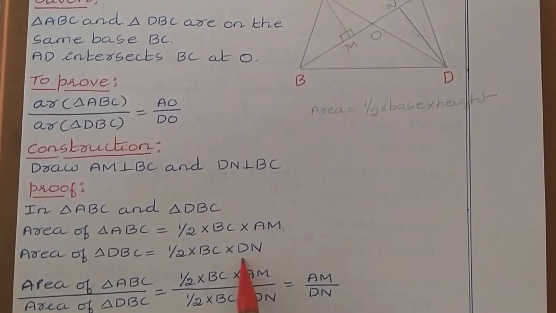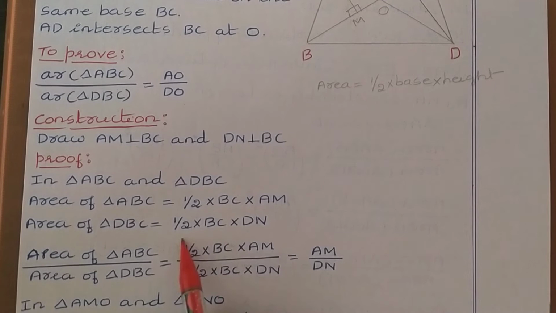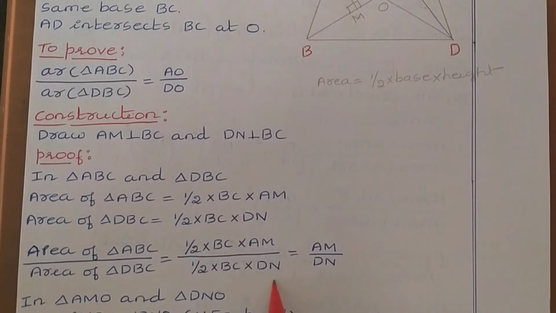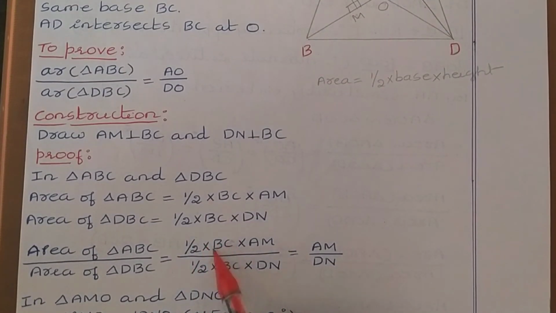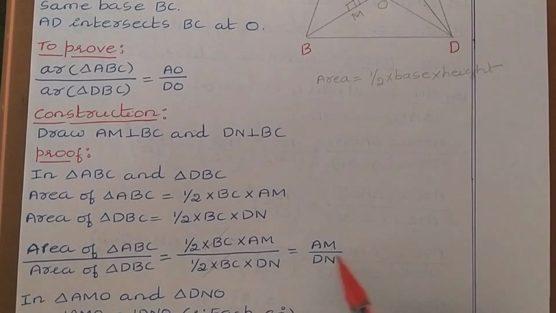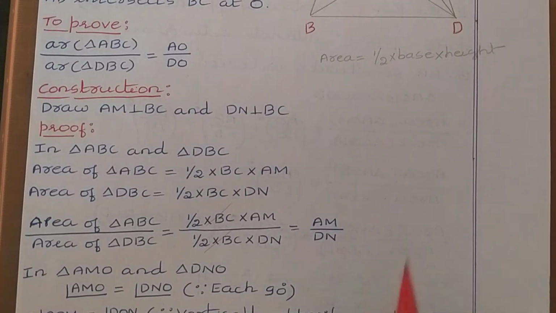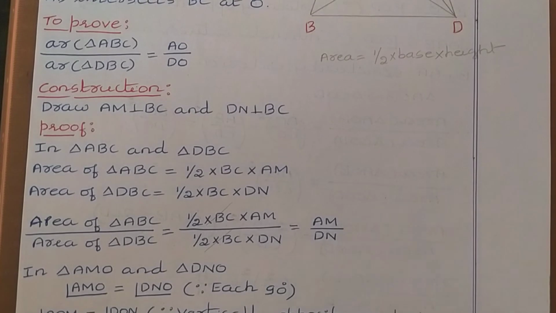Next, let us write this as area of triangle ABC divided by area of triangle DBC is equal to half into BC into AM divided by half into BC into DN. We have this part on both sides, so I am cancelling this one. So we have remaining here AM divided by DN. We got this. Next, let us leave this as it is.